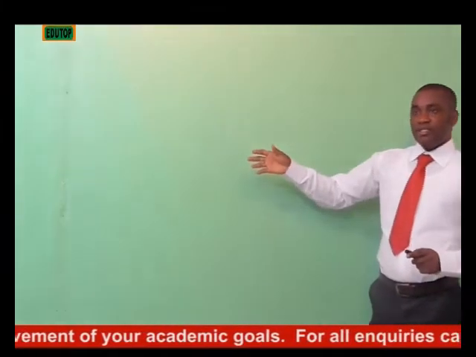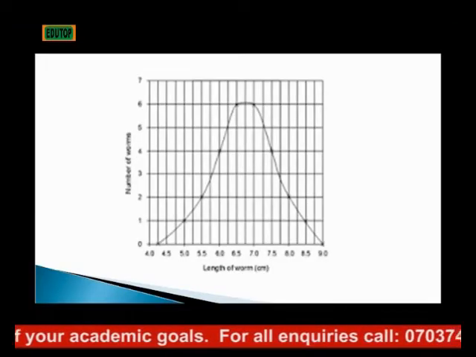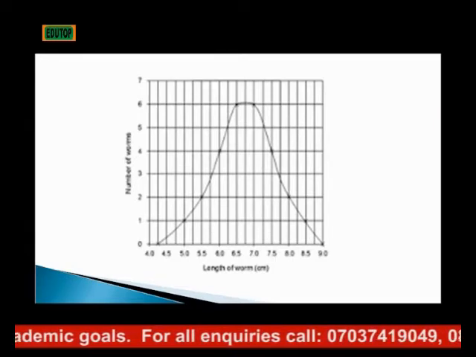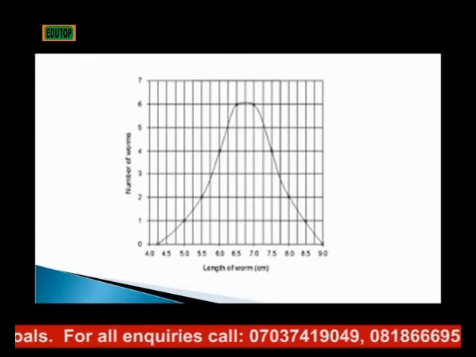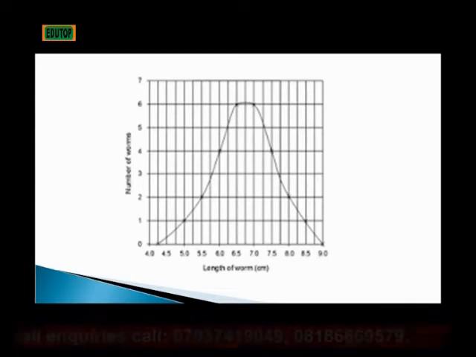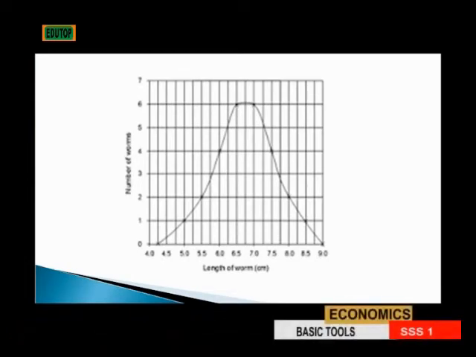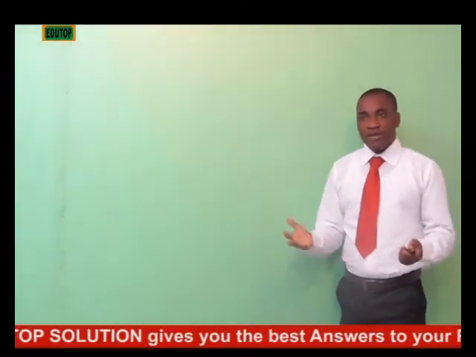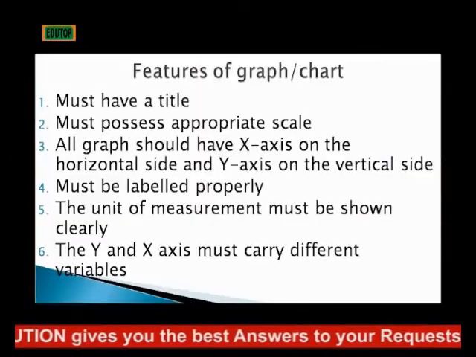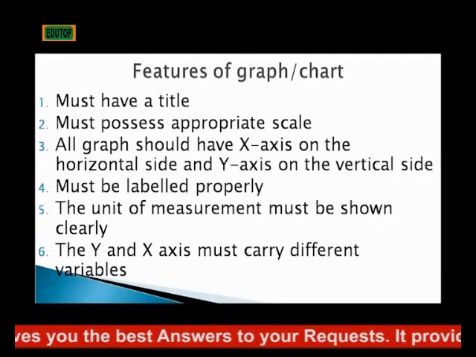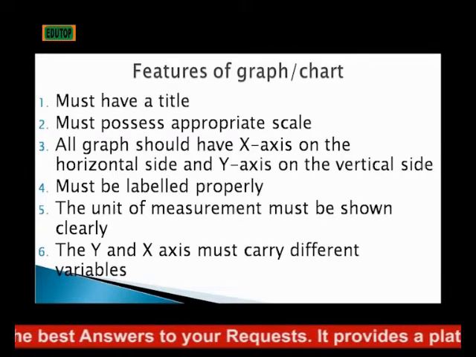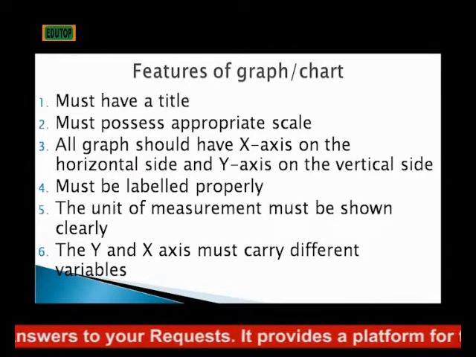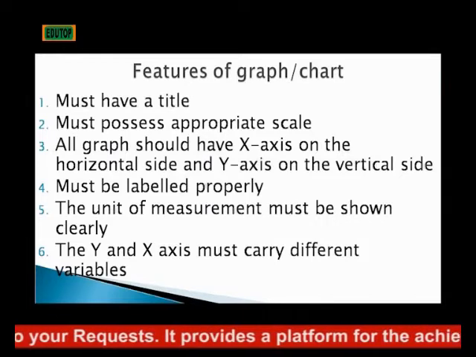For example, look at this. This is an information that has been transferred from table and transformed to chart or graph. This is an example of graph or chart. Then, what are the features, the characteristics of graph or chart? It must have a title just like that of table. Then it must possess appropriate scale. That is the scale from one point to the other. It must have that also.